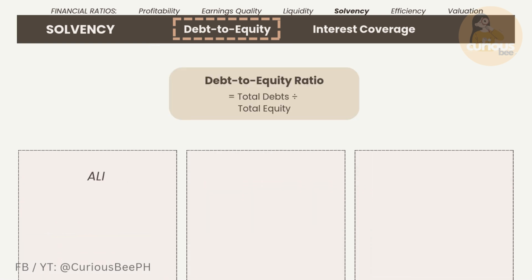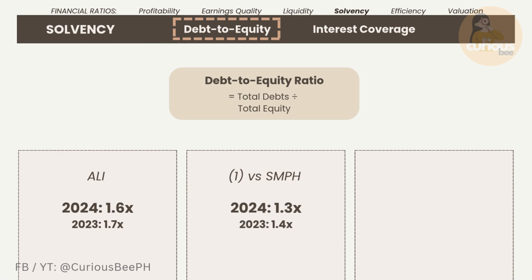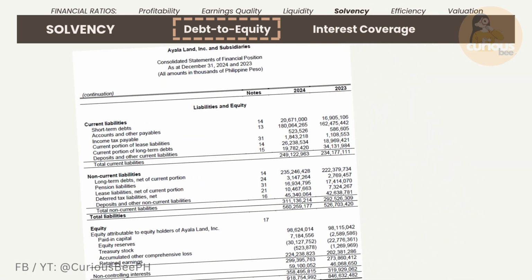But what if we compare it to competitors? The first competitor has a ratio of 1.3 times. Its debt level is lower than our sample company. However, the second competitor has a ratio of 0.6 times. Not only does this competitor have the lowest debt level among the three, but it has a low debt level in general. But there is another computation for debt-to-equity ratio.